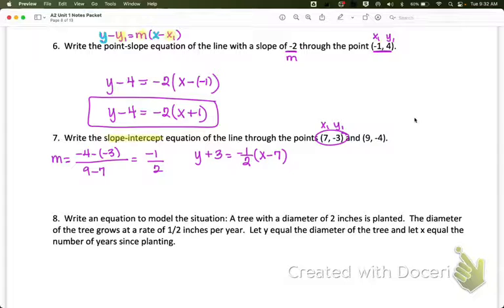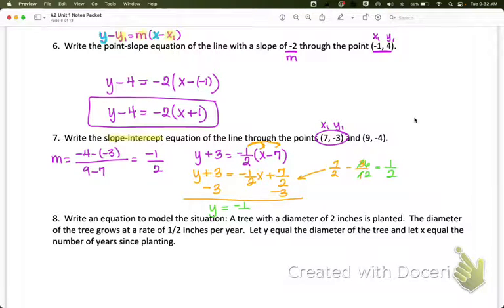So now we have to do a little bit more work. I'm going to start by distributing this -1/2. So I have y plus 3 equals -1/2 x plus 7/2. And then I need y by itself, so I'm going to subtract 3. Now on the right, we need a common denominator to do this. So 7 over 2 minus 3 over 1. Common denominator would be 6 over 2. So when I subtract, I'm just going to get 1/2. So our answer is y equals -1/2 x plus 1/2. That is the final answer there.